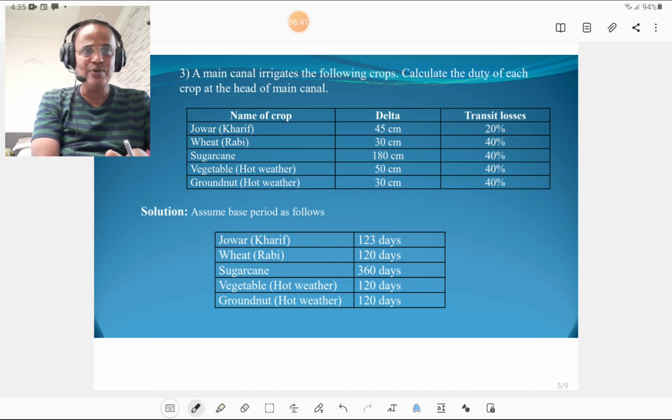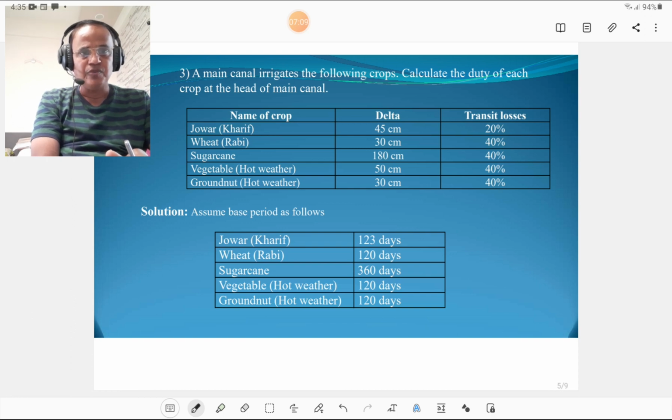Delta is given as 45 centimeter for jawar Kharif, for wheat Rabi it is 30 centimeter, for sugarcane it is 180 centimeter, for vegetable hot weather it is 50 centimeter, and for groundnut hot weather it is 30 centimeter. And transit losses are given: for jawar Kharif 20%, wheat Rabi 40%, sugarcane 40%, vegetable 40% and groundnut 40%.